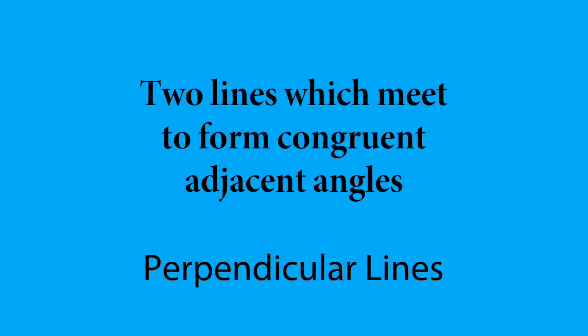To begin with, the definition of perpendicular lines, contrary to what you might think, is actually two lines that meet to form congruent adjacent angles. While it is true that perpendicular lines form 90-degree angles, that will be a theorem which we will prove later on. Remember, the definition is that it forms congruent adjacent angles.